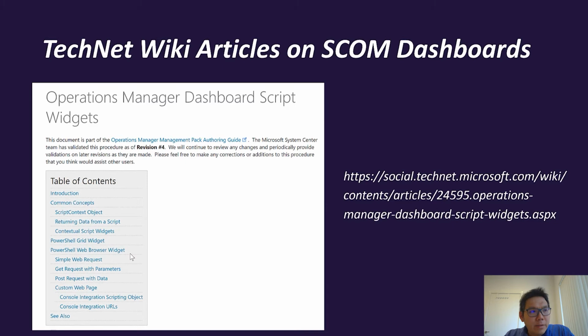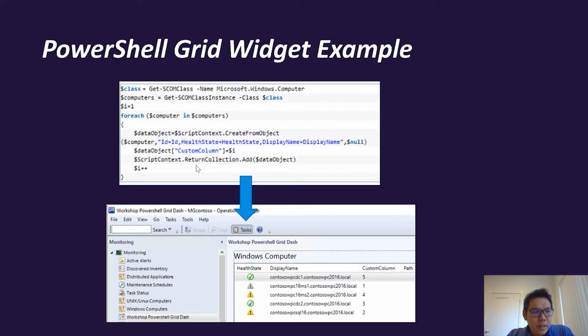We are not going into detail on each widget or the concepts of each script widget in this session. Further information can be found at the TechNet Wiki site on Operations Manager Dashboard Script Widgets. Here is an example of the PowerShell script used in a PowerShell widget. As you can see here, methods of script context such as create from object and return collection are used. Here is the data returned by the return collection in a grid format.